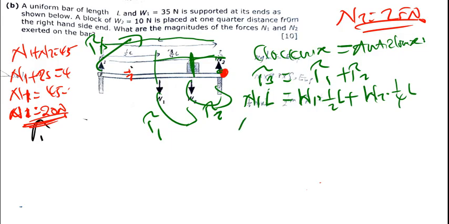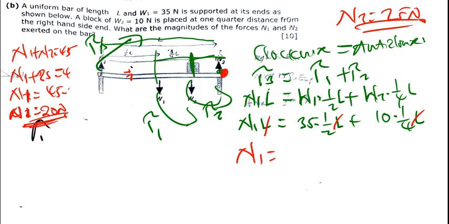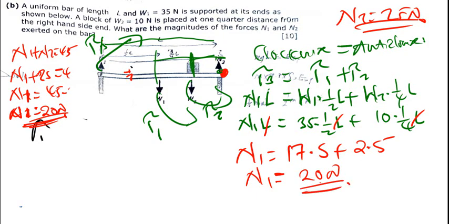So let's plug in the values. N1 we don't know, times L. W1 is 35. 35 times 1 over 2, plus W2 is 10. 10 times 1 over 4L. I can cancel L. So I have N1 equal to 35 divided by 2, which is 17.5, plus 10 divided by 4, 2.5. So N1 will be equal to 17.5 plus 2.5, which is 20 newtons. As you can see, using that one and this one, I'm able to get the same answer. So that is it for this question.